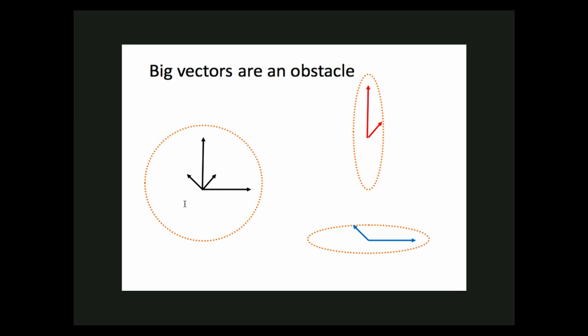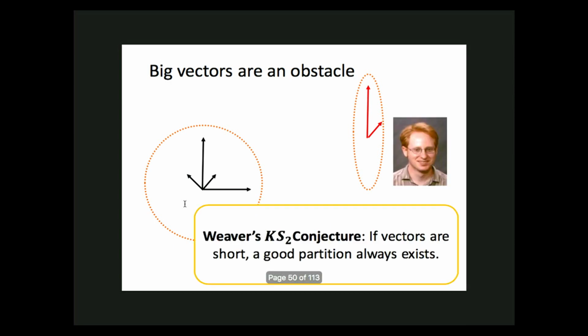Okay. So the conceptual point I want to make is that if you have unbalanced vectors that are long, this is an obstacle to doing this. If the norms of your vectors are close to 1, there's no way to partition into something that's close to half. And so Weaver's conjecture says that this is the only obstacle. So if you have an isotropic set and all the vectors have norms bounded by some sufficiently small constant, then a good partition always exists.